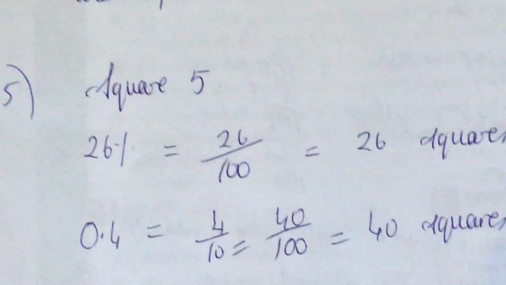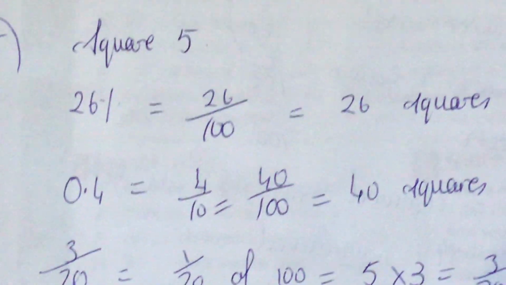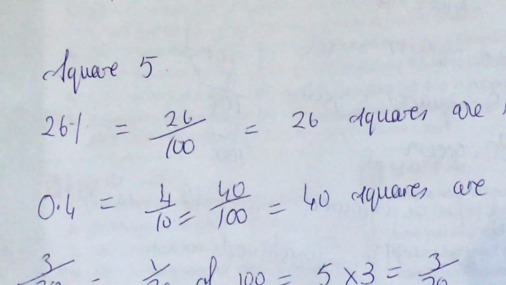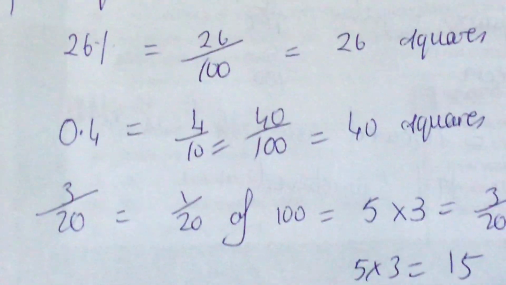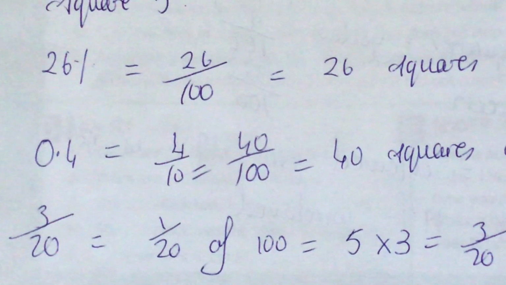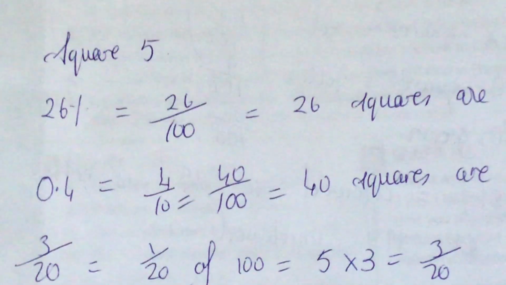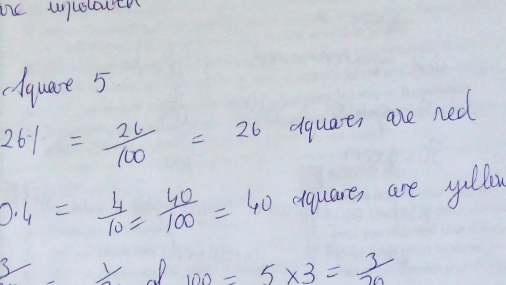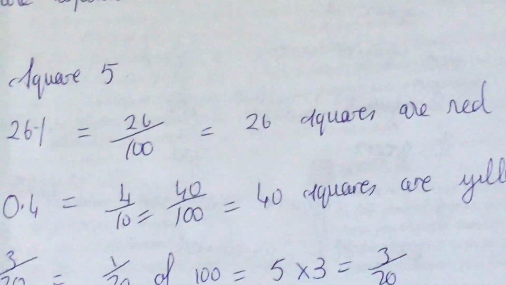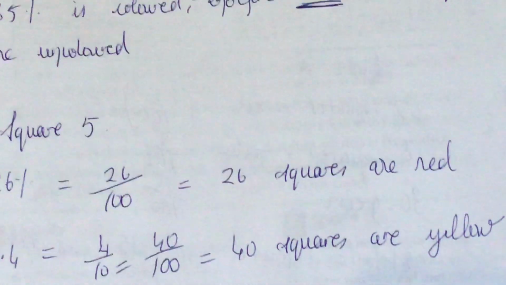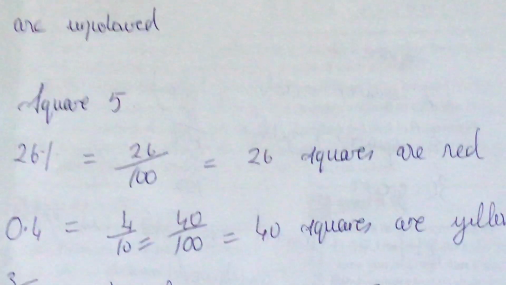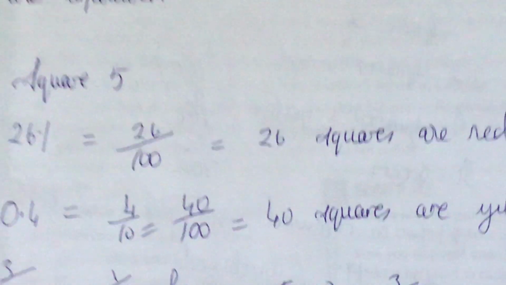Not 4. If it were 4, it would be 0.04. That would be 4 out of 100. But there's one number after the decimal point, which means we're dealing in tenths, because there's one 0 in 10. Then we get 4/10 of 100. So to get 1/10 we divide by 10. So 100 divided by 10 is 10. And then we don't want 1/10, we want 4/10. So 10 times 4 is 40. So that's 40 out of 100 squares are coloured yellow.